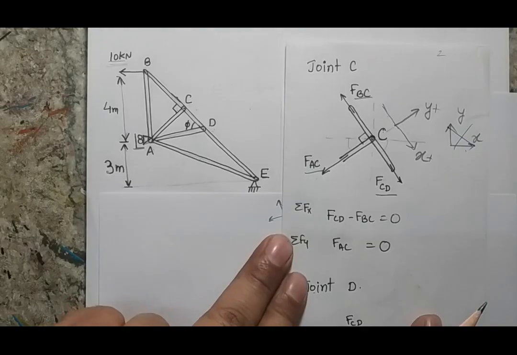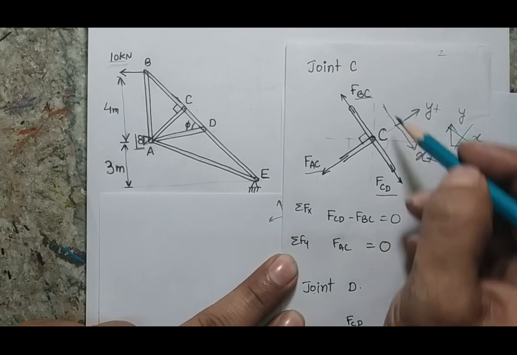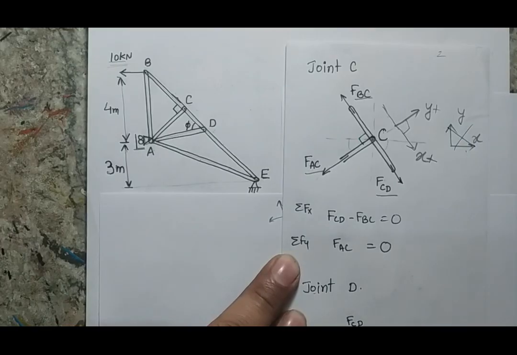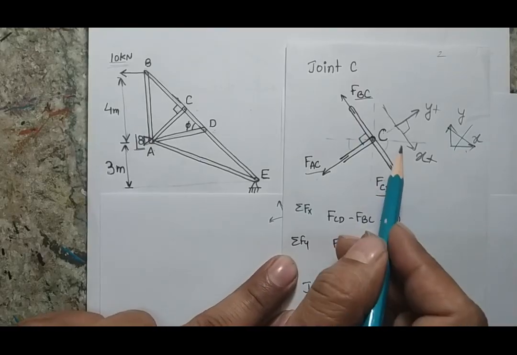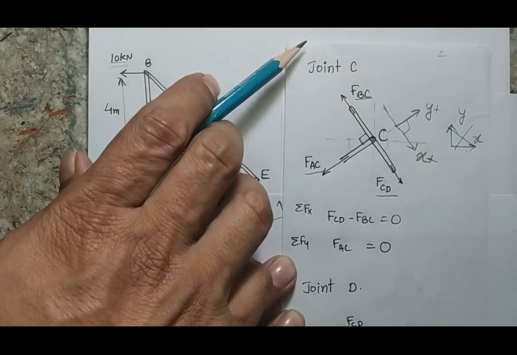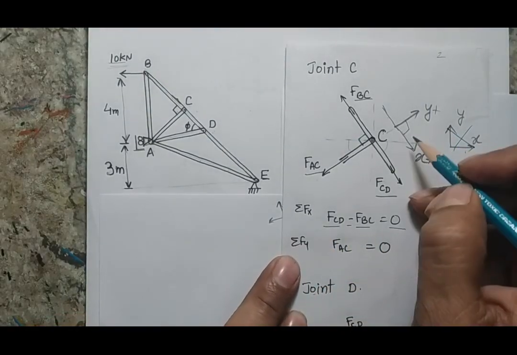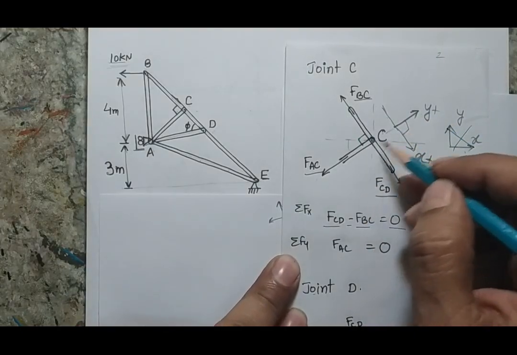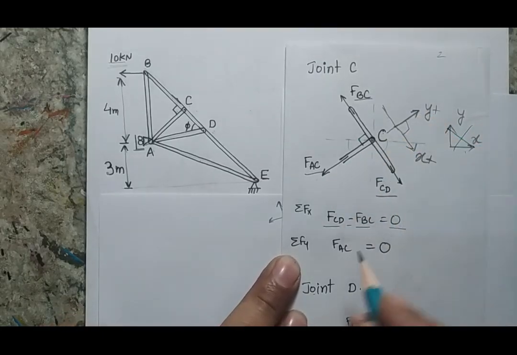Now if I want to write the equation for the X force balance, I'm not saying horizontal, I'm saying X direction force balance, and these two reference axes are orthogonal to each other. If I write the force balance along the X direction, FCD is going along positive X and FBC is going along negative X. So I write FCD minus FBC equals 0. When I write the positive Y force balance, I know that this force is going in the negative Y direction and no other force contributes in this direction. So there will be only one force, FAC, which will be 0.